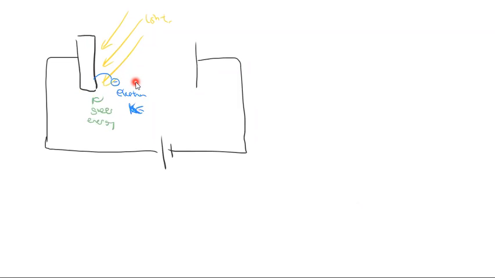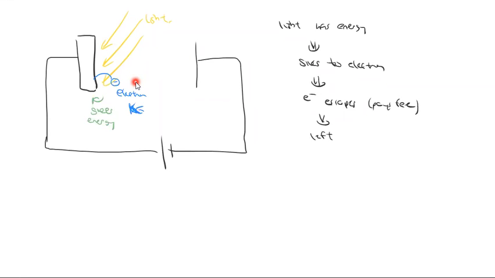So basically, what we're saying is, the light has energy. It gives it to the electron. The electron then uses it to escape. It pays a fee and it might have leftover energy. All right. So that's the gist that we've got here.